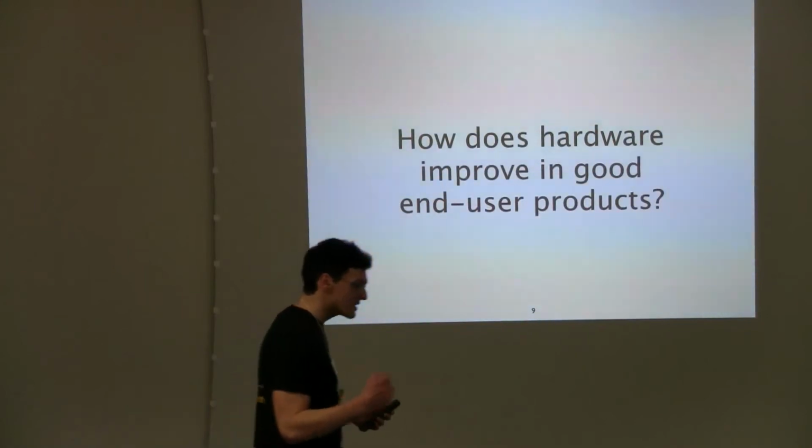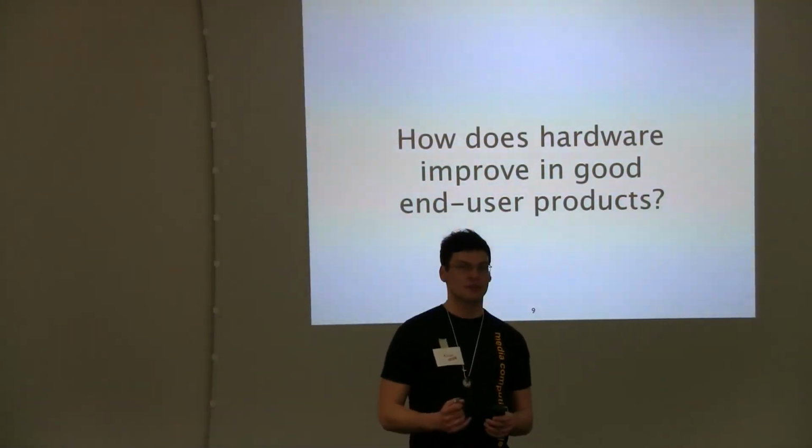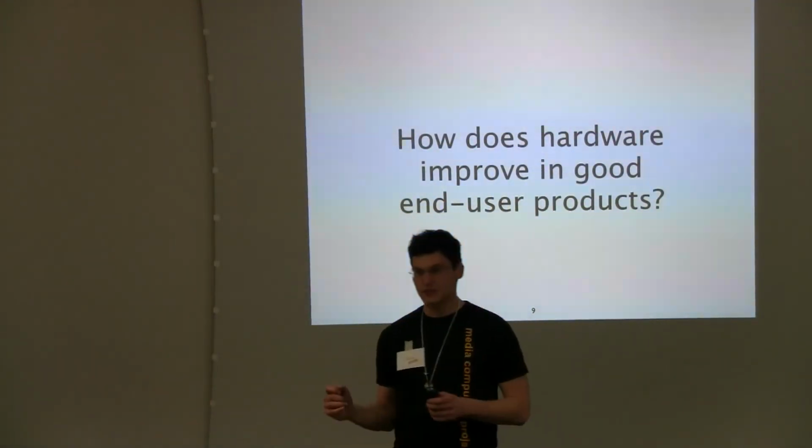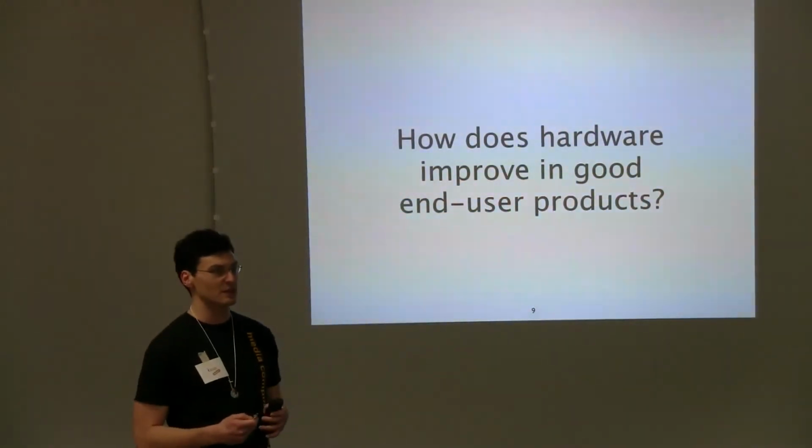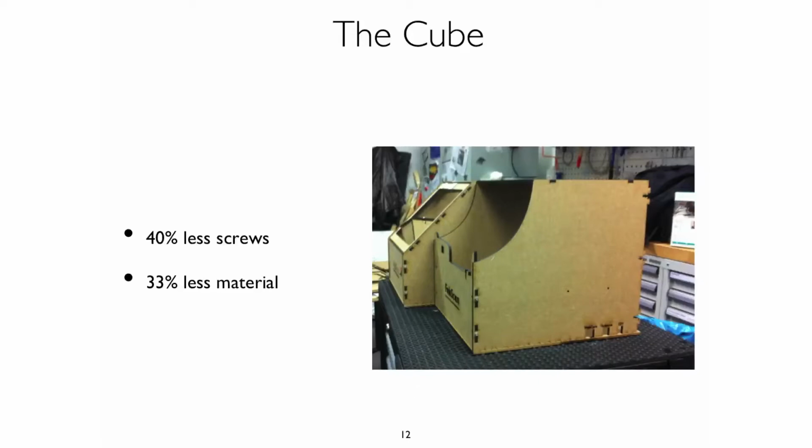We thought, how does hardware improve in good end-user products? Well, if you notice, hardware tends to become smaller and it consists of less visible pieces. So what we have done is we completely changed the design of the FabScan. You can see the new design in front of you. It's also in front in this picture.